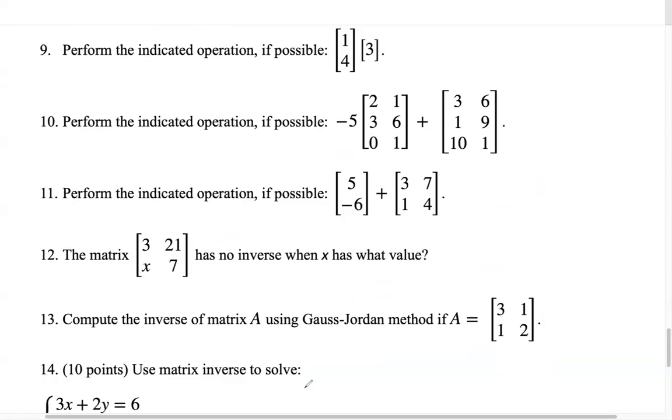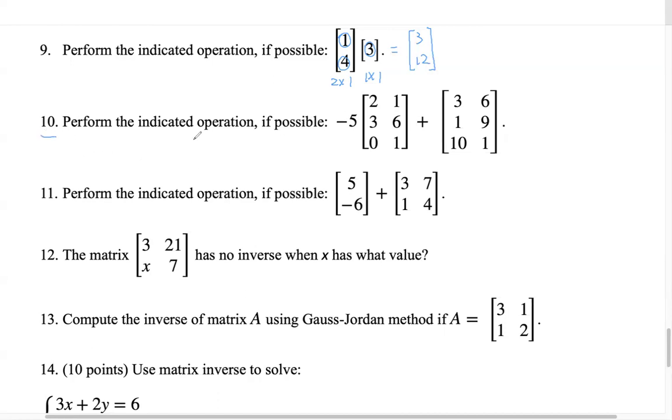Okay, let's see 9. Perform the indicated operation, right? This will have a 2 by 1 matrix. This is a 1 by 1 matrix. So we should get a 2 by 1 matrix. We take this one, multiply this one, we get 3. Then we do 4 times 3, we get 12. That's it, because a 1 by 1 matrix is just a number. I just multiply by 3.